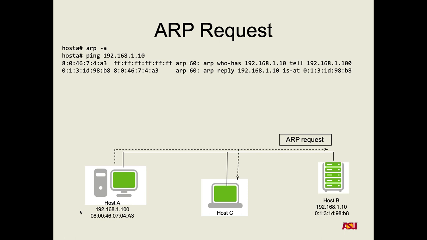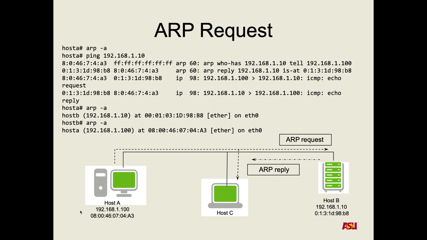So the ARP reply will say 192.168.1.10 is at that specific MAC address. Then, once host A gets that, finally it can actually send the real message that it wanted to send. So this is a little bootstrapping mechanism in order to map IP addresses to MAC addresses.